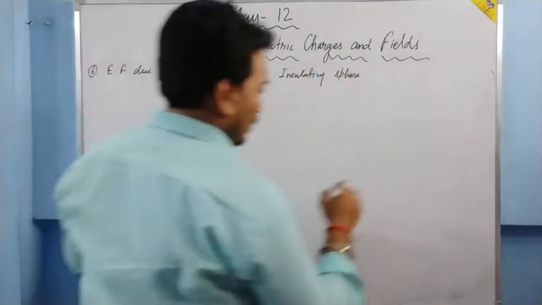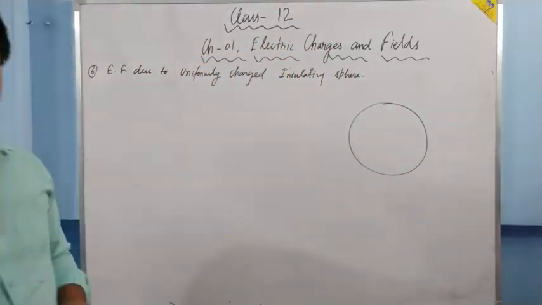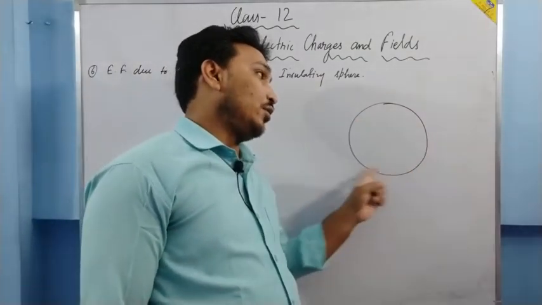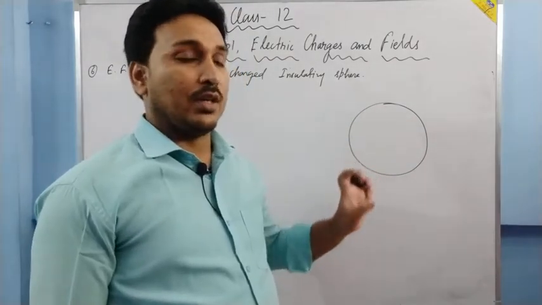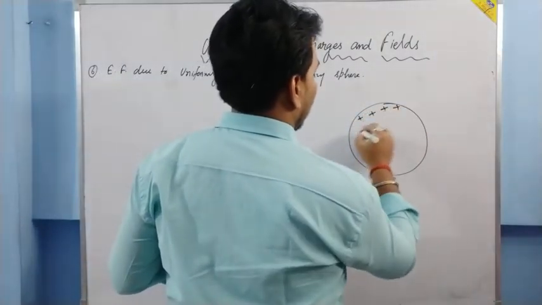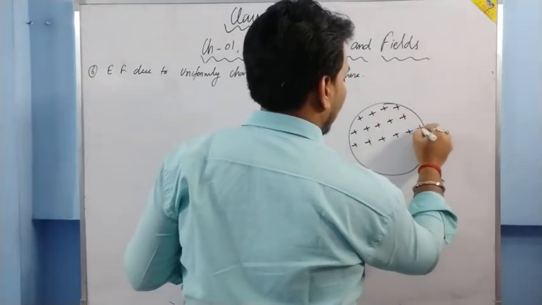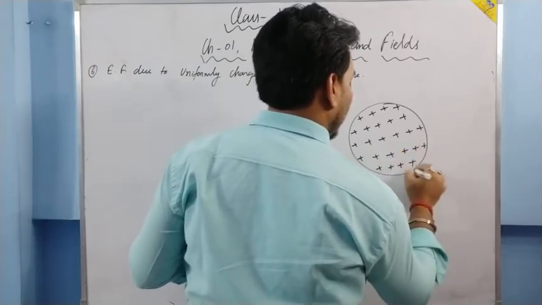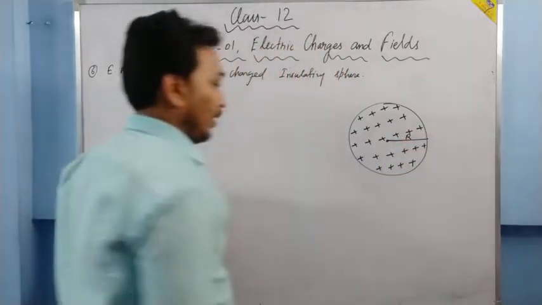Now, what is the difference between conducting sphere and insulating sphere? For insulating sphere, what happens? When you give the charge, then the charge is distributed across its volume. Okay, and since it is uniformly charged, the charge will be distributed all over the volume. Suppose we have given a charge small q to the sphere. Let this be its radius. Its radius is capital R.